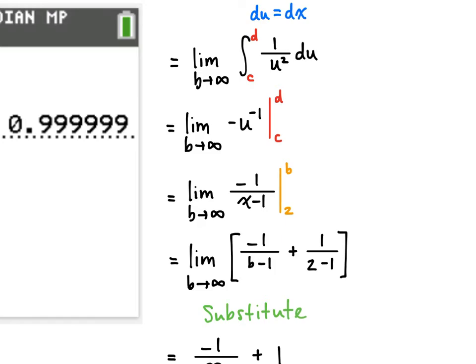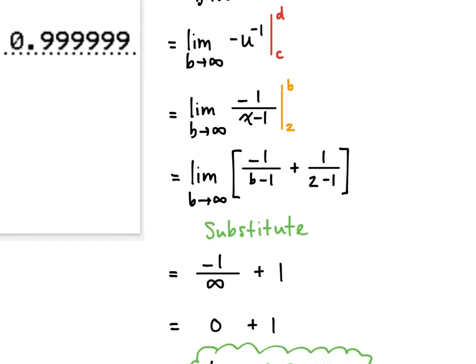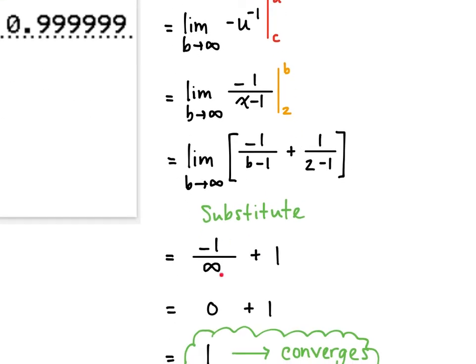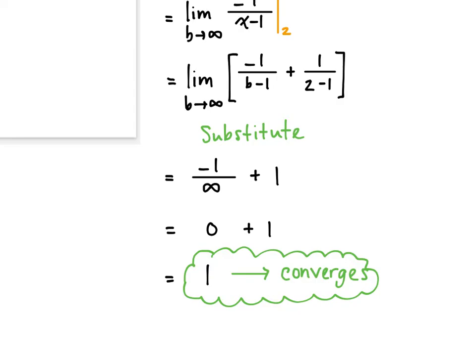I plug b in, I plug 2 in, okay? And notice, when we plug the 2 in, it's minus a negative, so that's where we get the plus from. Now we're in terms of b. So now we can do our straight substitution for our limit and evaluate this limit. So when we plug infinity in, where does that lead us? Well, we get negative 1 over infinity plus 1, because that's this piece. So 1 over infinity is 0, plus 1, we get 1. So we would say that this integral converges, and it converges to 1.